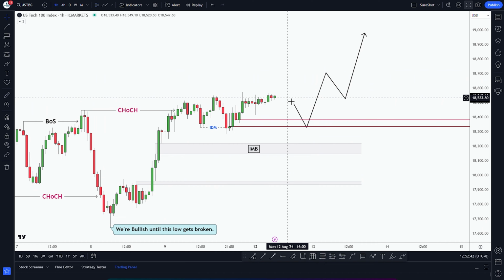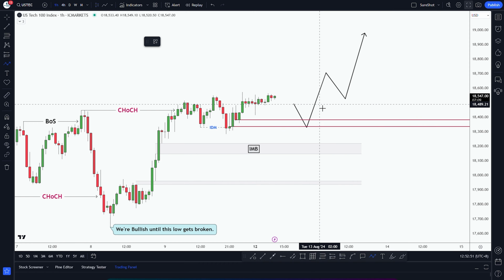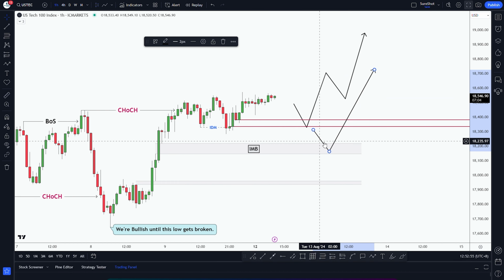As this is Monday, we're expecting a false inducement to the downside to these key levels before continuation. But we also have to monitor these unmitigated imbalances, which may get filled during the inducement move.